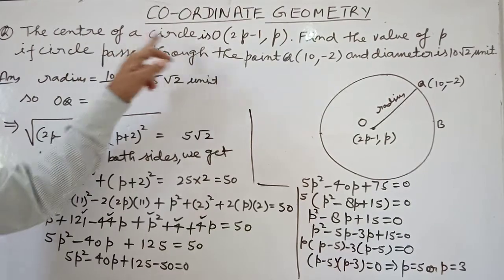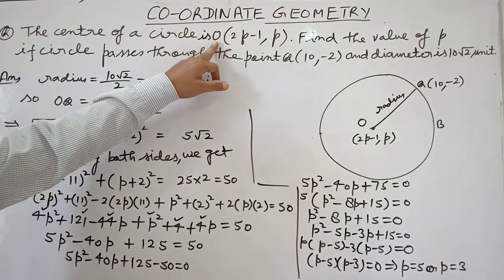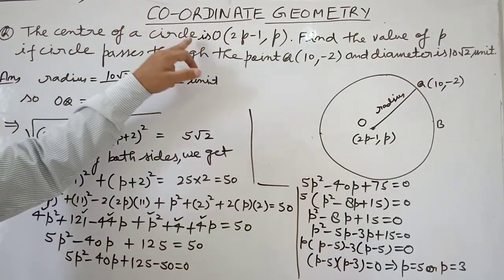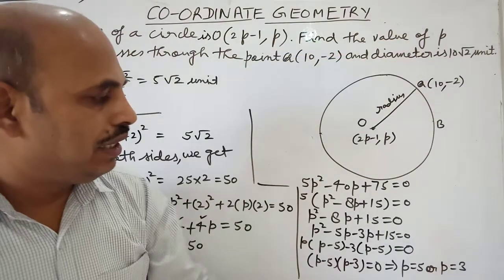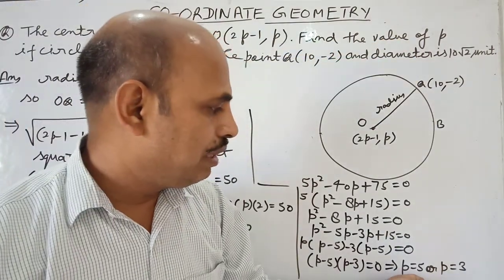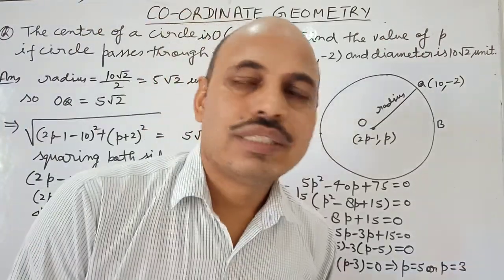We have to find the center of the circle. We have the center of a circle. We have to find the value of p. So our answer is p equal to 5 or p equal to 3.